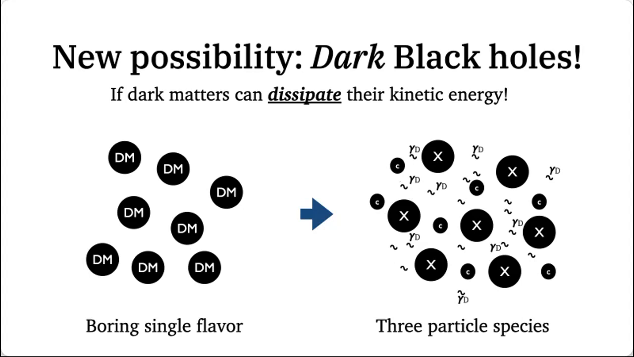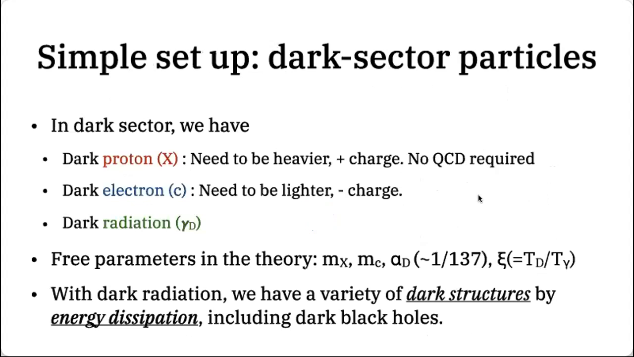Namely, I need dark matter to dissipate its kinetic energy. So in this theory, we have 4 free parameters: the mass of the dark proton, the mass of the dark electron, the coupling constant of the proton and electron particles, and the temperature of the dark matter particle. Because we know the CMB temperature, we parameterize the temperature by C, the ratio between the dark matter photon temperature and the CMB photon temperature.